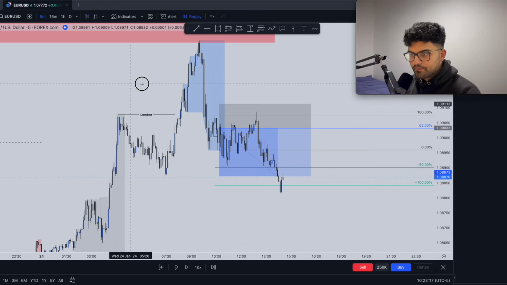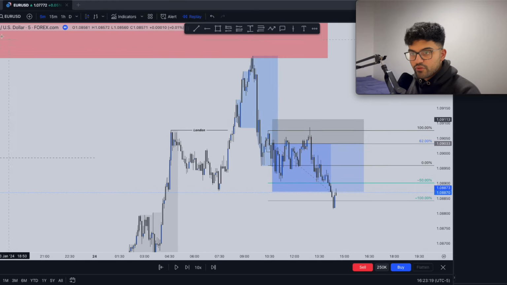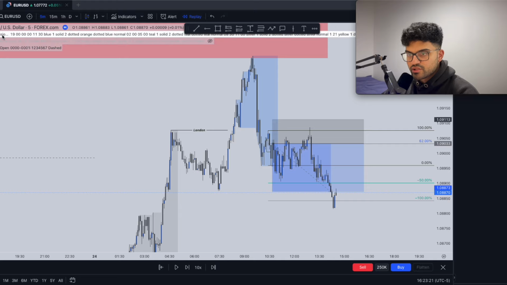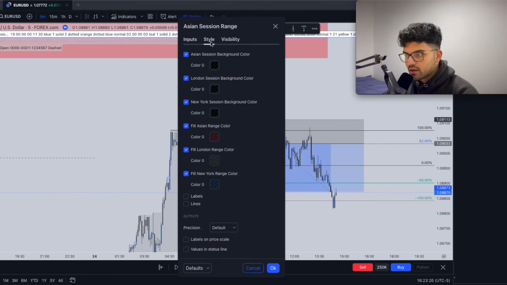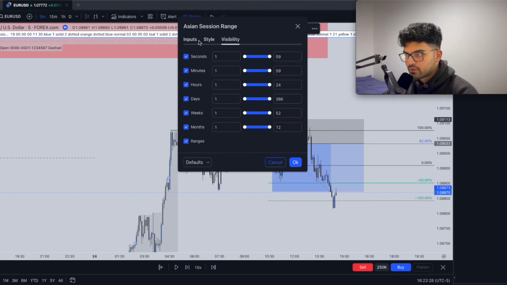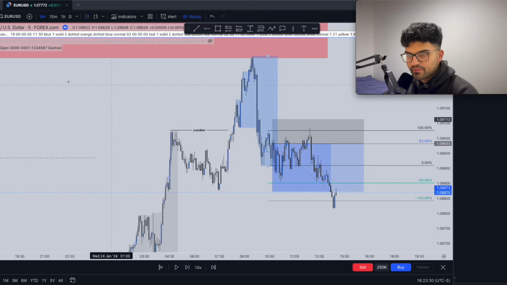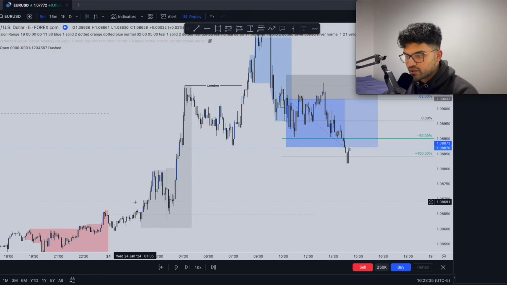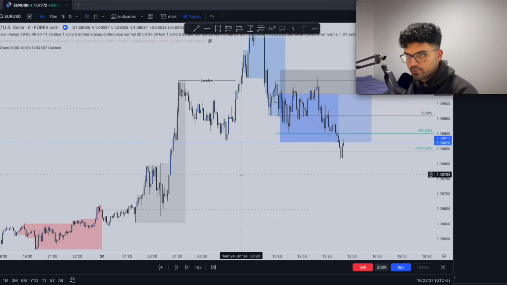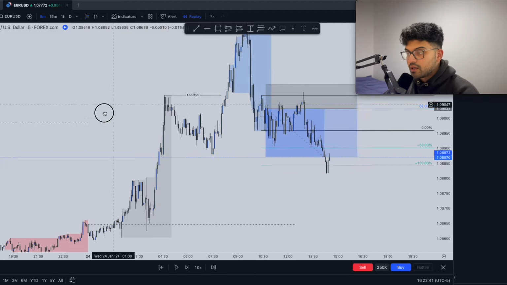It's very, very simple. And for indicators, a lot of people are asking me, the session indicator I use is this one, the Asian session range, and pretty much all of this stuff. You can copy this, and then I use this midnight open indicator. So every day it marks out the midnight opening price for me, so I don't have to do that. It saves time. And pretty much that is it.